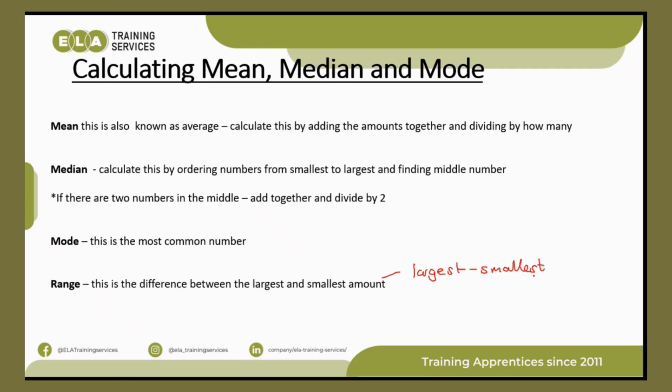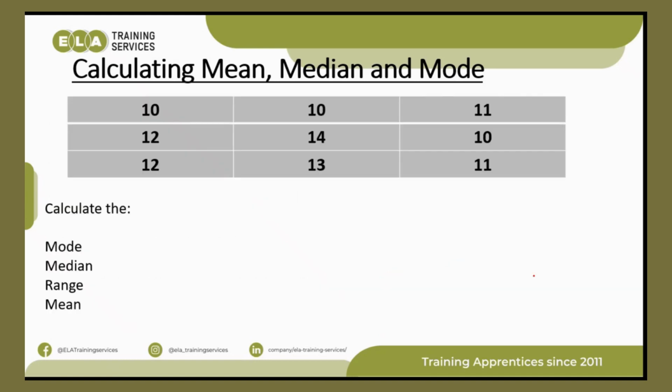Okay, so what we're now going to do is have a look at some data and calculate each of these. Looking at this set of data, we are going to have a go at calculating the mode. Our mode is our most common number. If we count, we've got 3 10s, 2 11s, 2 12s, 1 13, 1 14, so our mode is 10.